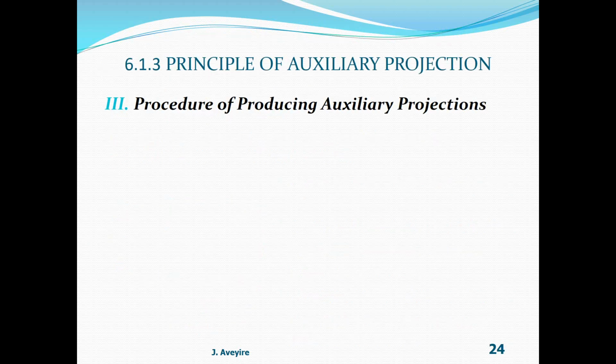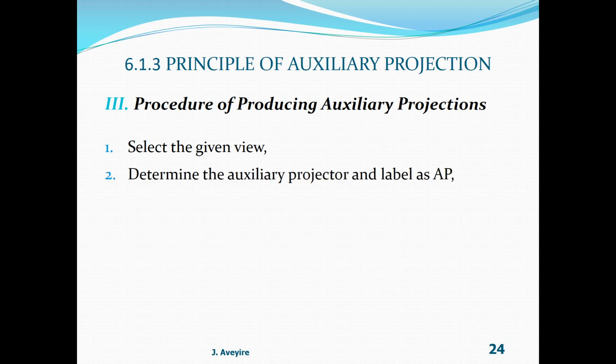Procedure of producing auxiliary projections. 1. Select the given view to be projected. Determine the auxiliary projector and label it as AP. This projector is neither horizontal nor vertical. It is inclined.